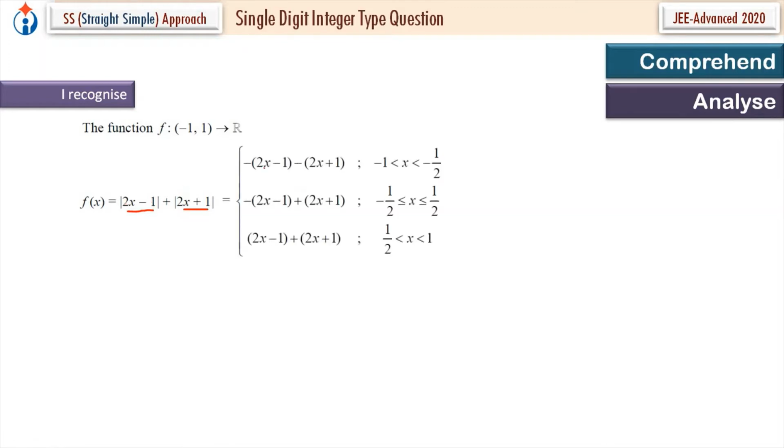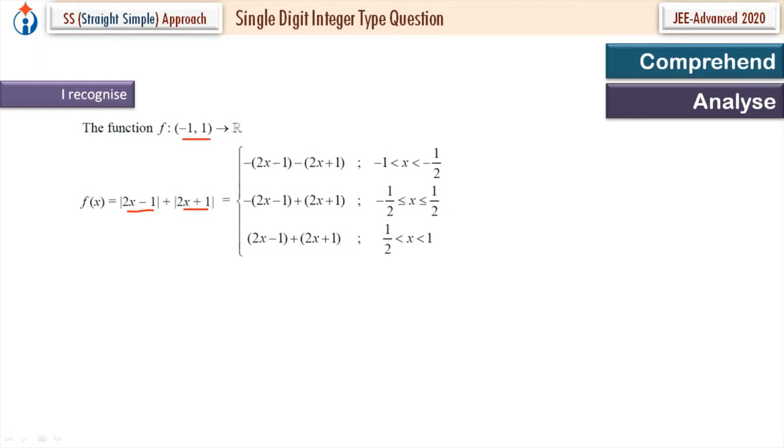Now I recognize the function f is this. So we have modulus here, and we need to simplify the modulus. Inside the modulus it is 2x minus 1. The expression 2x minus 1 changes its sign at x equal to half, and 2x plus 1 changes its sign at x equal to minus half. Means 2x minus 1 is positive if x is greater than half and negative when x is less than half. Similarly this. So we break the values.